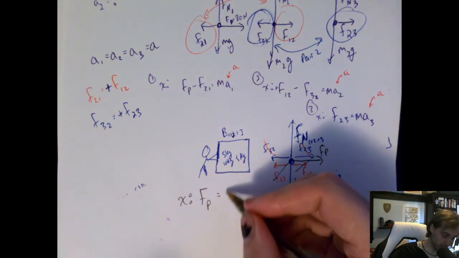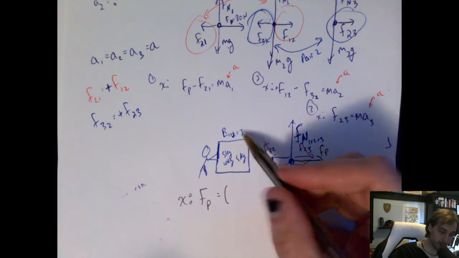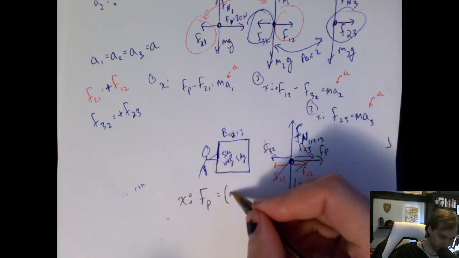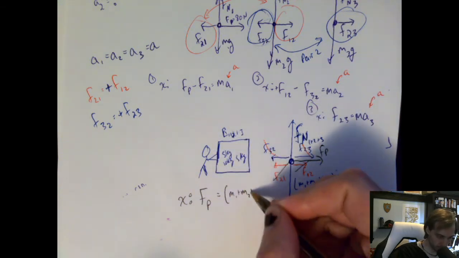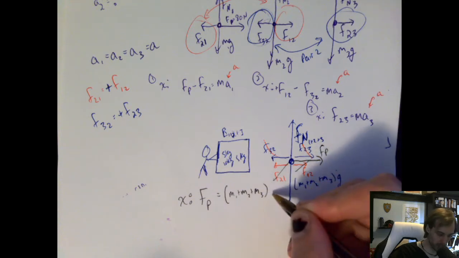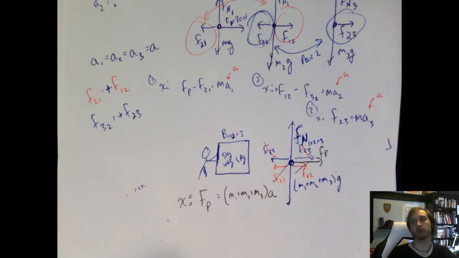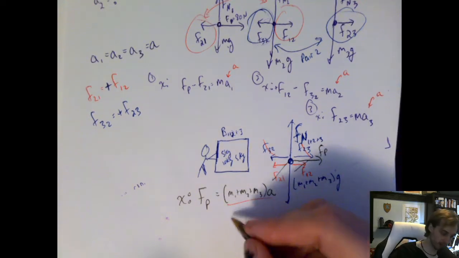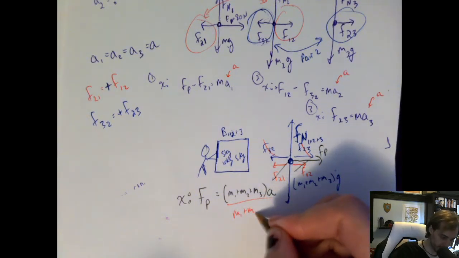And that'll need to equal the mass of the system, meaning the group of objects, multiplied by the acceleration. And so if I want to solve for the acceleration, the algebra is insanely easy comparatively, because I just have to divide by m1 plus m2 plus m3.